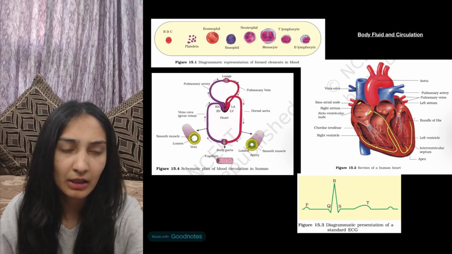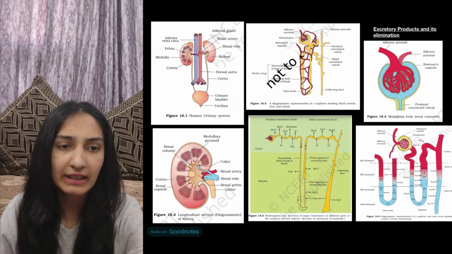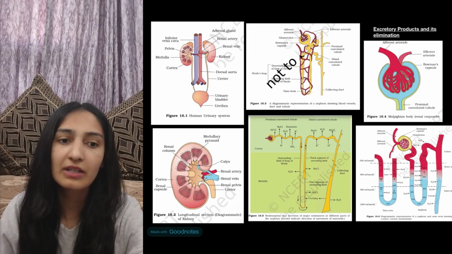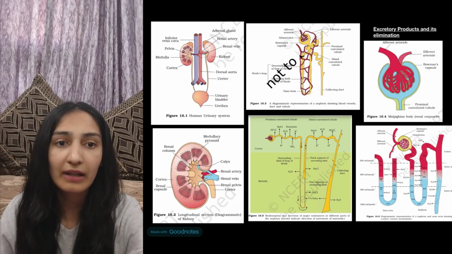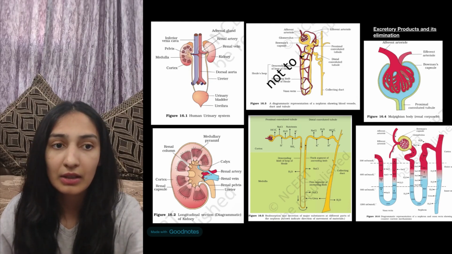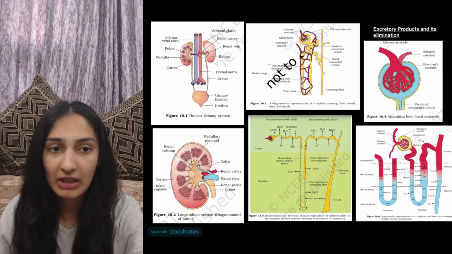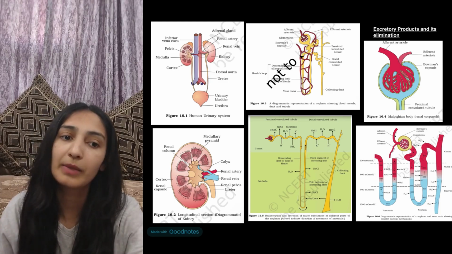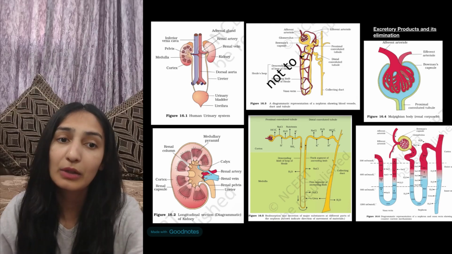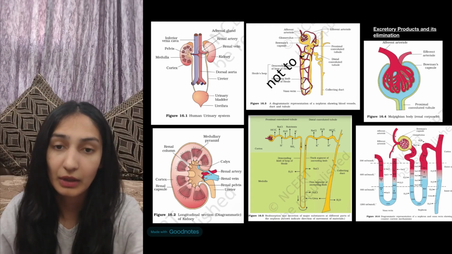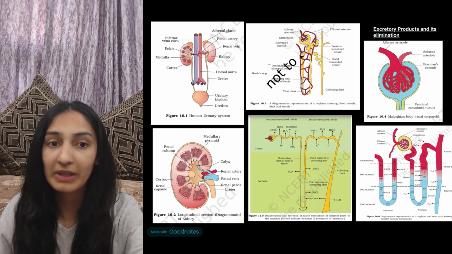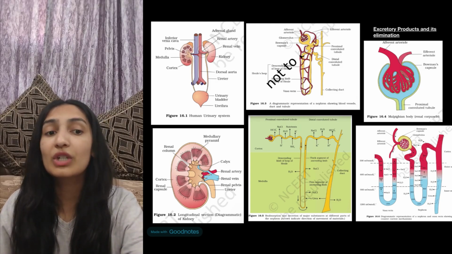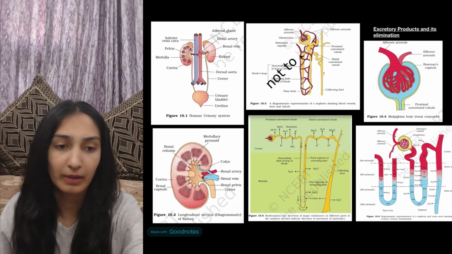Now, next, we have excretory products and their elimination, starting off with figure 16.1, where we have the human urinary system. So, first of all, we have the adrenal gland, then the renal artery, renal vein, kidney, dorsal aorta, ureter, urinary bladder, urethra, cortex, medulla, pelvis and inferior vena cava. You need to learn the parts of the kidney nicely. What are those? Pelvis, medulla and cortex, and which arteries and veins are coming out of them.